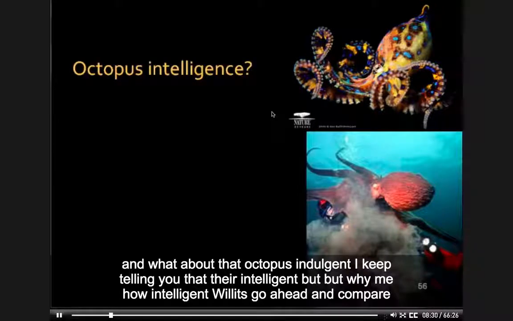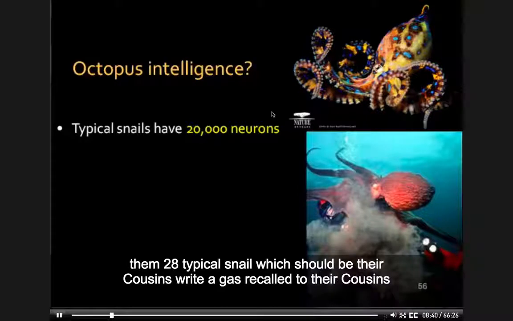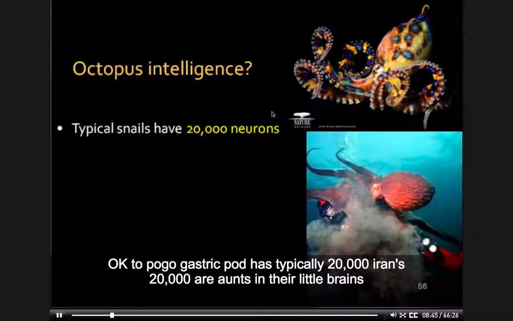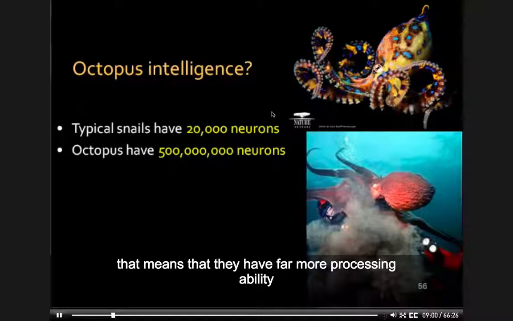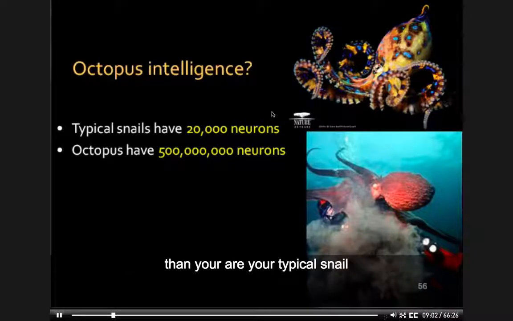And how intelligent is that octopus? I keep telling you that they're intelligent, but what do I mean? Well, let's go ahead and compare them to a typical snail, which should be their cousins, right? Gastropods are their cousins. A typical gastropod has about 20,000 neurons in their little brains. An octopus has about 500 million neurons in their brains. That means that they have far more processing ability than your typical snail.